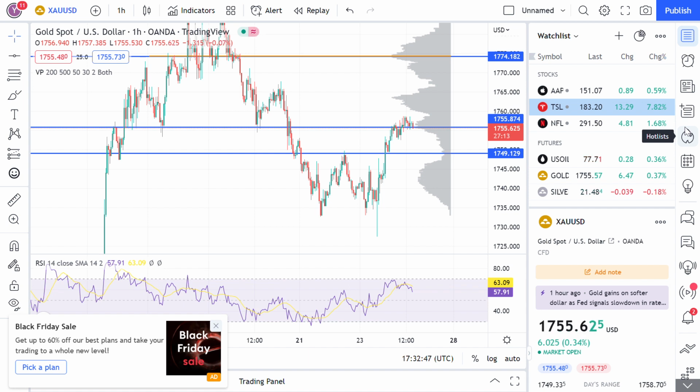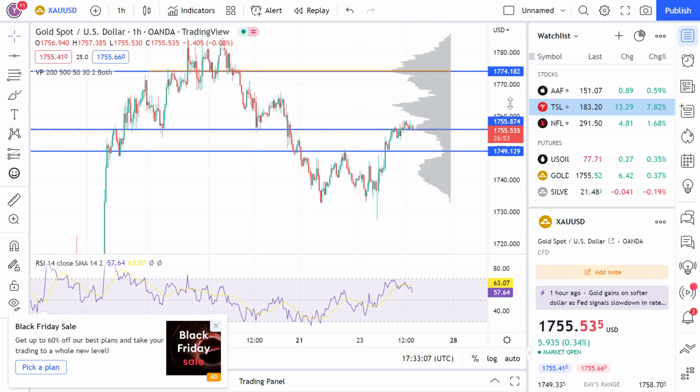Today we are going to analyze the chart of gold on a 1 hour contract basis. For that we'll be using some of the standard parameters for technical analysis. So the first technique that we'll be using is trend analysis.